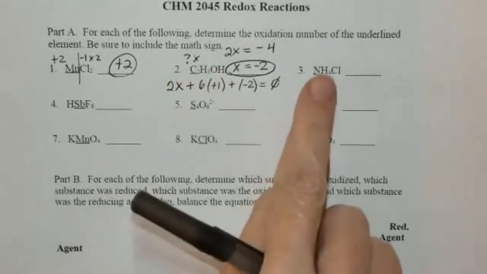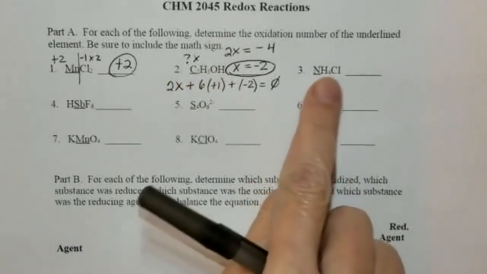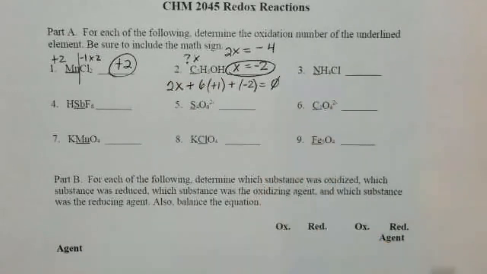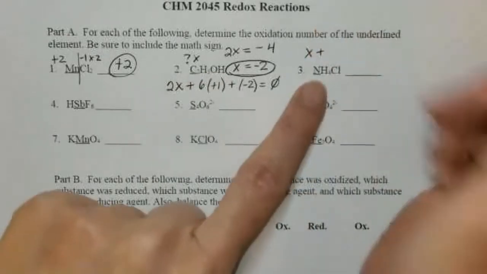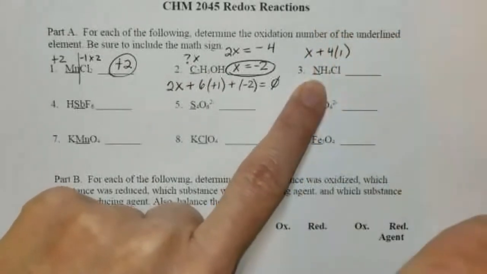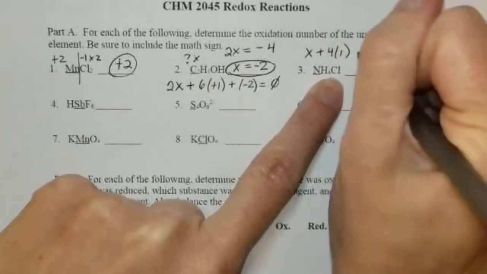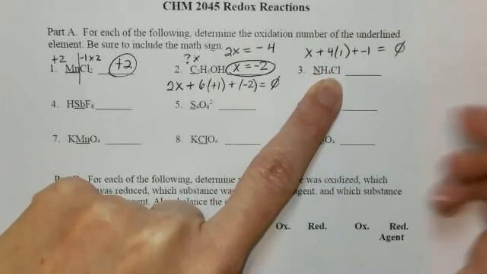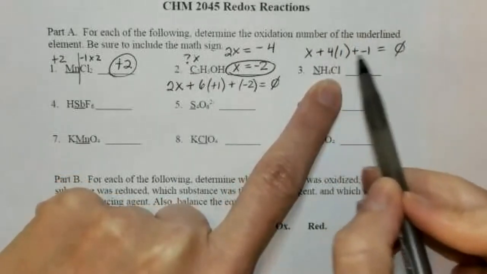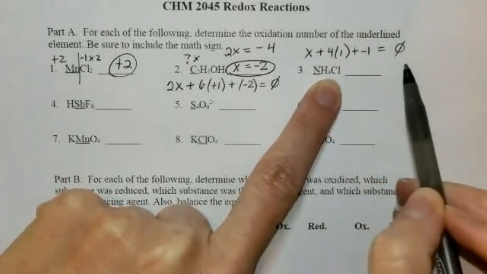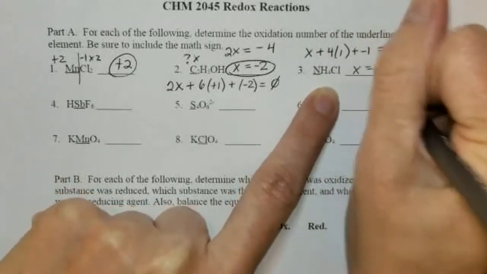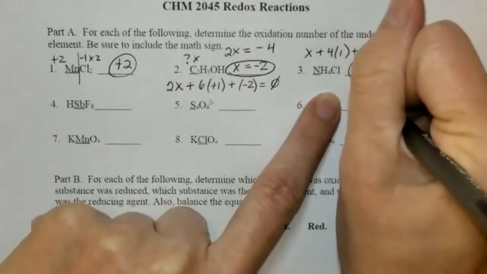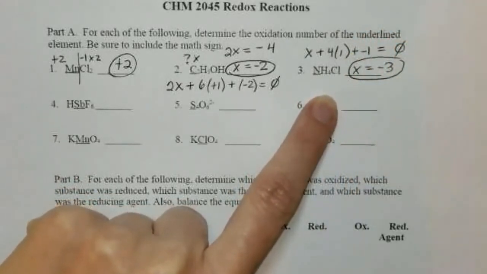All right, we're going to try another one here. We've got ammonium chloride, NH4Cl. N, I'm going to say is X. Hydrogen is a +1, but there's 4 of them. So 4 times 1 is a +4. Chlorine, we know, is a -1. And overall, we've got to go to 0 because it's a compound. So if I have 4 minus 1, that means a 3. I'm going to subtract 3 from both sides. That means X is a -3. So that oxidation state on the nitrogen would be a -3 charge.